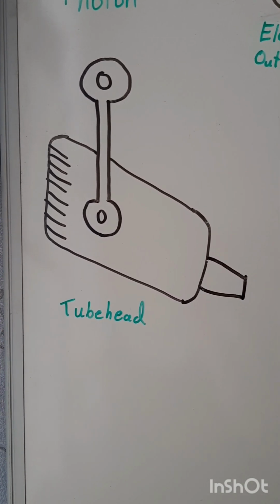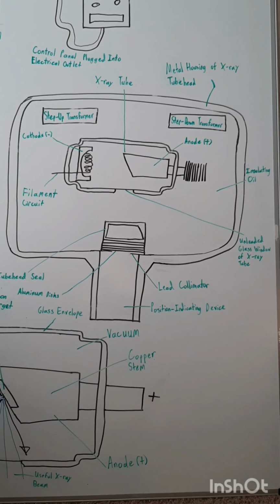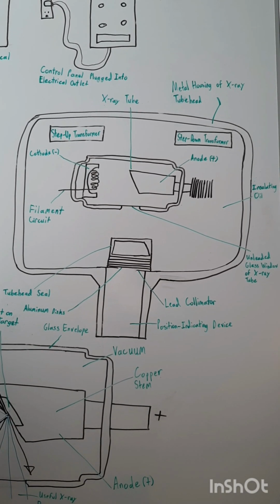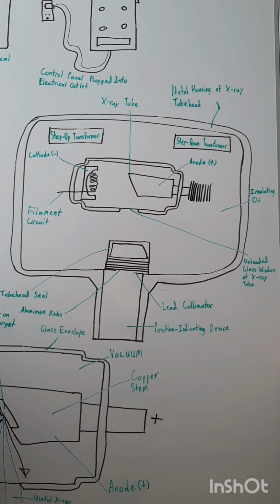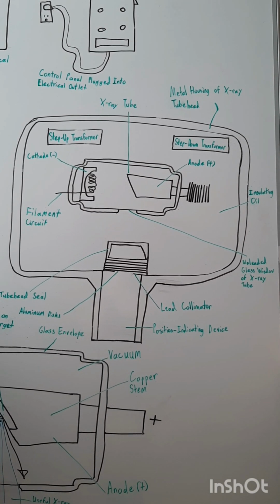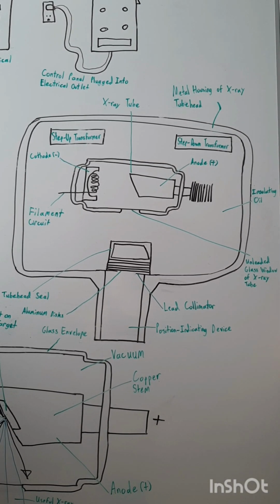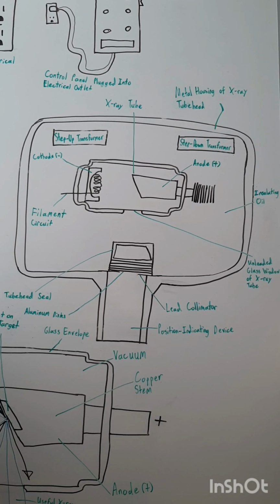It includes the step-up transformer, step-down transformer, X-ray tube, metal housing of X-ray tube head, anode, cathode, filament circuit, tube head seal, aluminum discs, position indicating device, lead collimator, unleaded glass window of X-ray tube, and insulating oil.